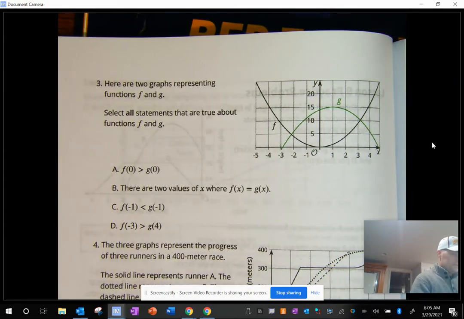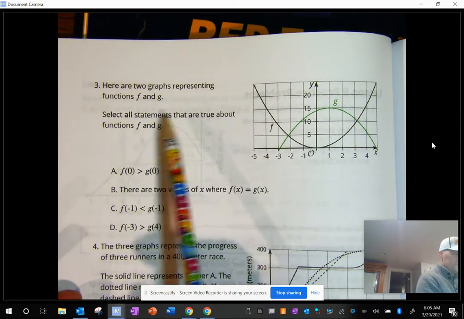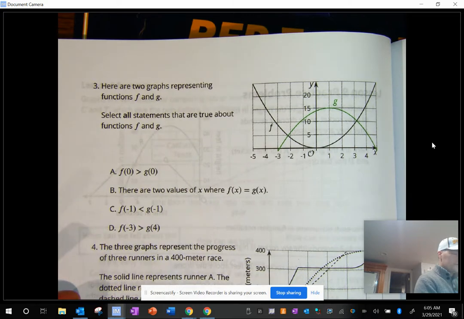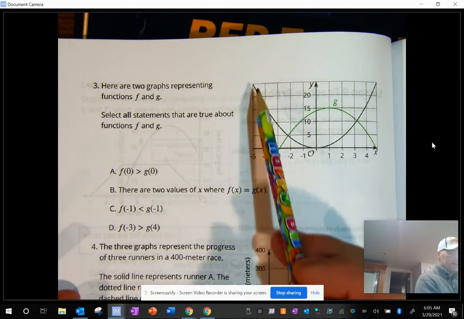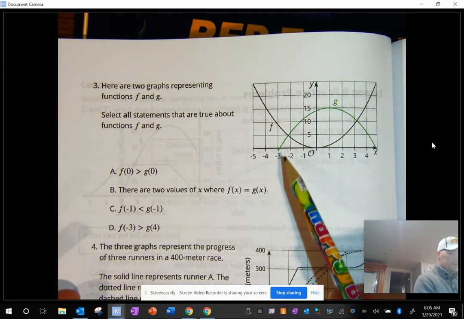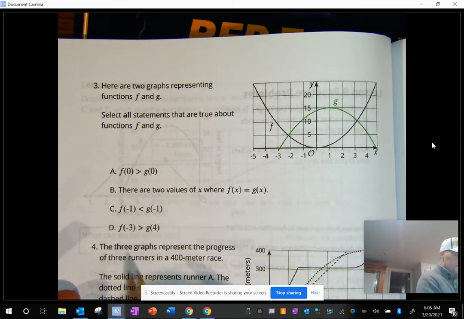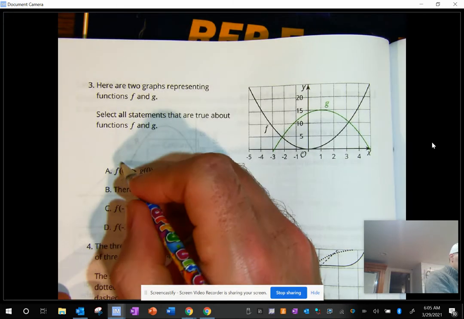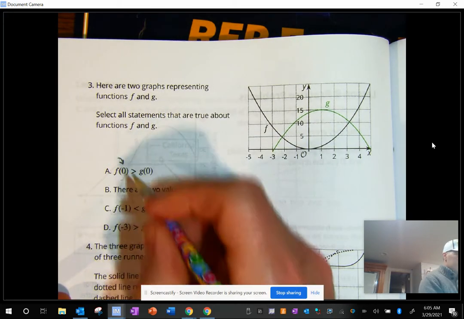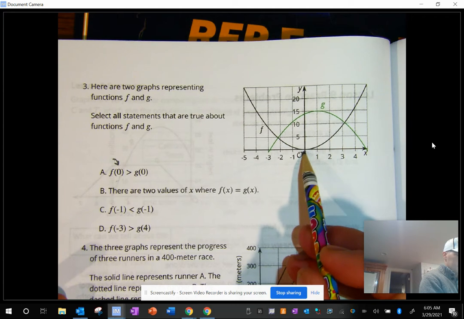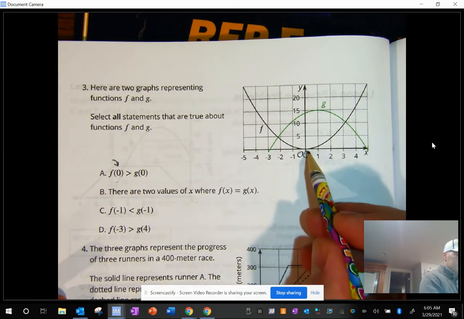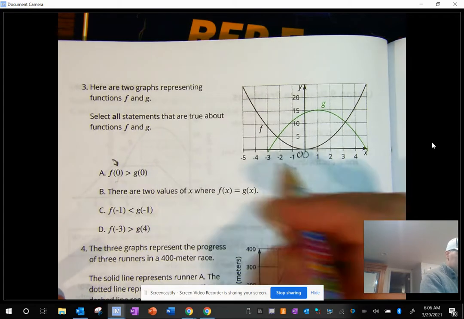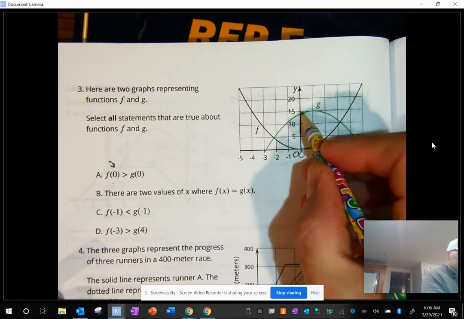Okay, so looking at this one, it's totally different. Here are two graphs representing functions f and g, and we're going to select all the statements that are true. Now, f is this black one, and g is this green one, going up like that. Okay, so this says f of 0 is greater than g of 0. Now, remember, these are inputs, right? So we're going to go to those numbers, which are right here, and we're going to go up and see how high they are. We want to see which one is higher at 0. So f of 0 is down here, and g of 0 is down here.